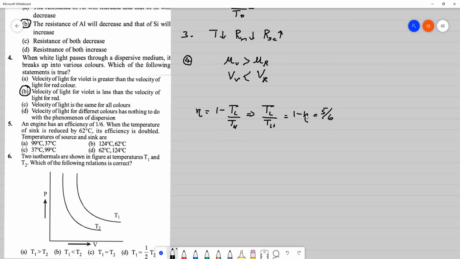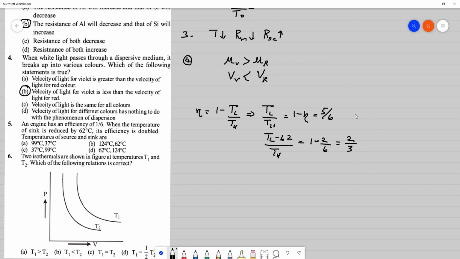Second case, eta doubles. So in the second case, TL is decreased by 62. It is given that when the temperature of the sink is reduced by 62 degrees Celsius, (TL minus 62) divided by TH is equal to 1 minus eta, where eta is double. Initially eta was 1/6, so that will become 2/6 here. So this will become 6 minus 2 is 4, 4/6, which is 2/3.